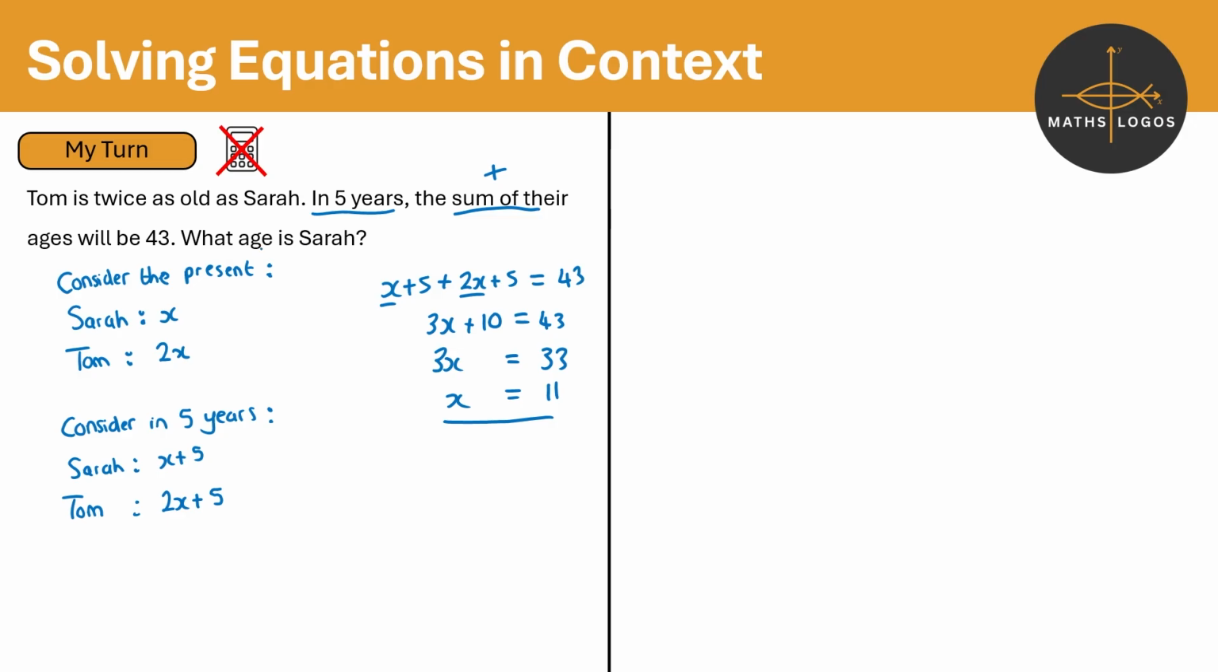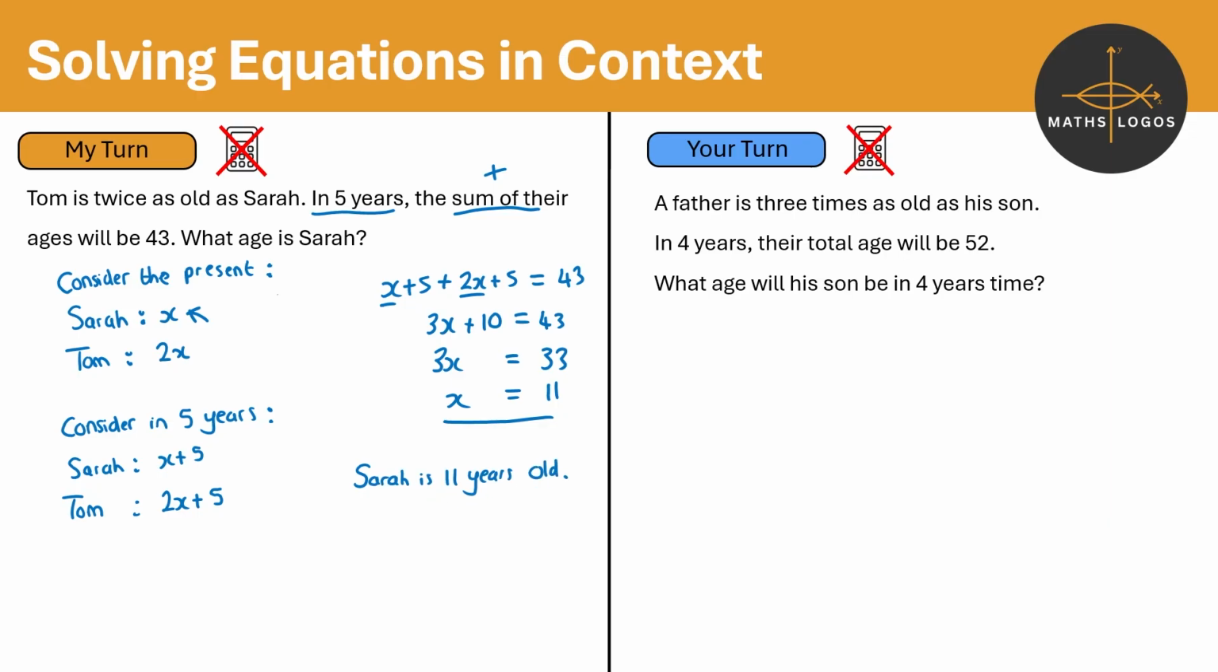Our question asks, what age is Sarah? And when it says what age is Sarah, it's talking about the present, and that was x. So we don't have to do anything to get our answer. We just have to say Sarah is 11 years old. So Sarah is 11 years old, and I've answered my question. Here's one for you to give a go.